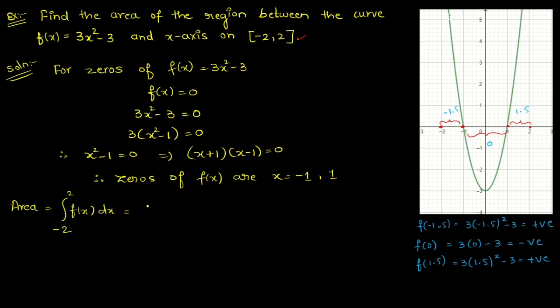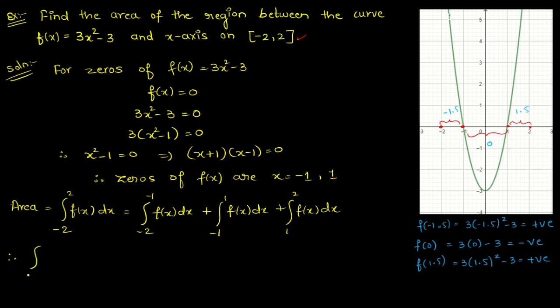So looking at the graph, we can write this as the integral from -2 to -1 of f(x) dx, the first subinterval, plus the second interval, the integral from -1 to 1 of f(x) dx, plus the integral from 1 to 2 of f(x) dx. So we have the three subintervals, so we'll find each one of them separately, and then we are going to add the absolute values.